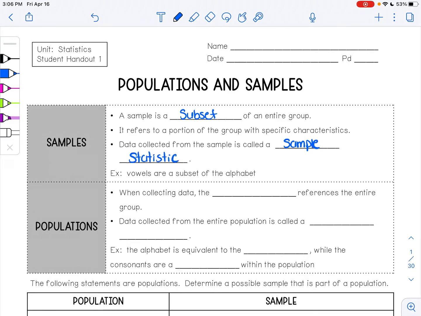So another example would be vowels are a subset of the alphabet. So vowels don't represent the whole alphabet, but they represent a group of letters within the alphabet.